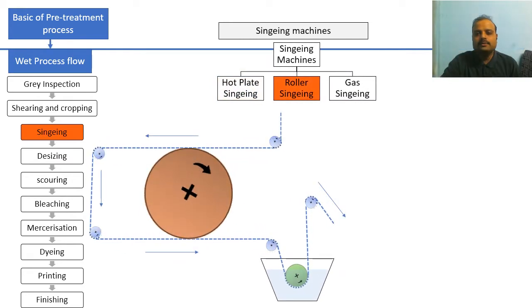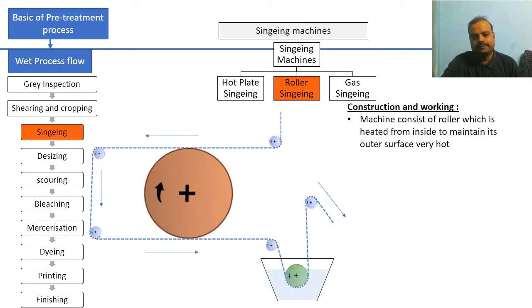After the hot plate singeing machine, let's understand the roller singeing machine. The figure shows the schematic diagram of the roller singeing machine. So let's understand its construction and working. The machine consists of a roller which is heated from inside to maintain its outer surface very hot, right? This is a hot roller. That's why the name of this machine is roller singeing.